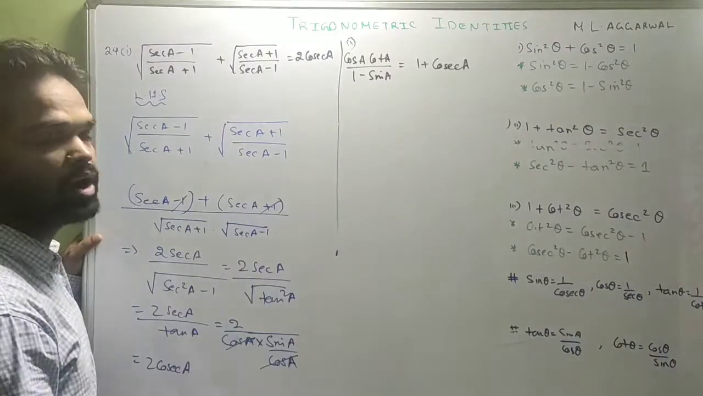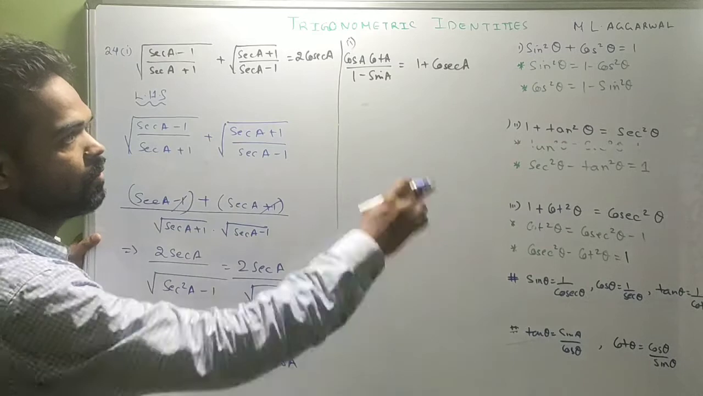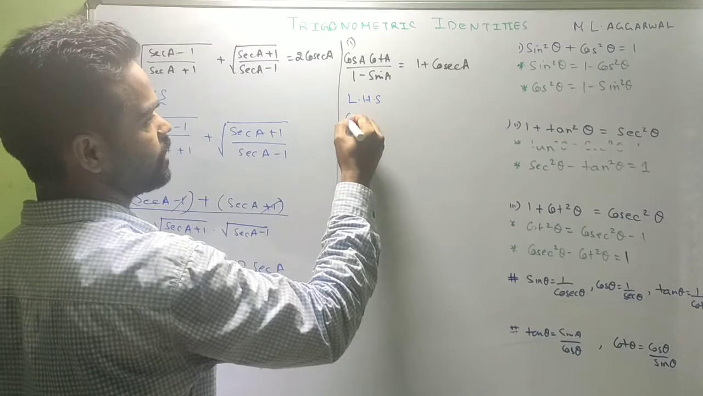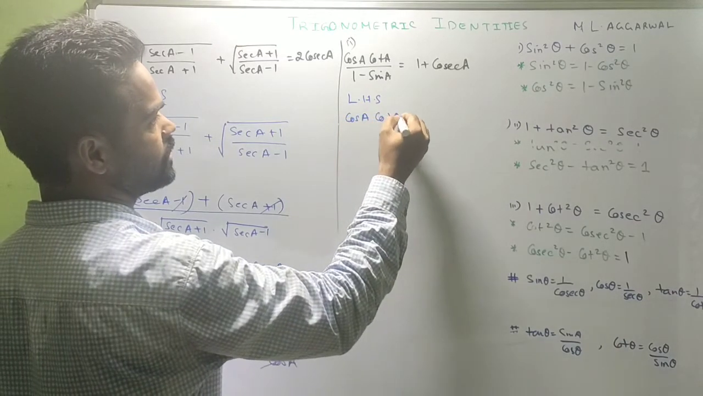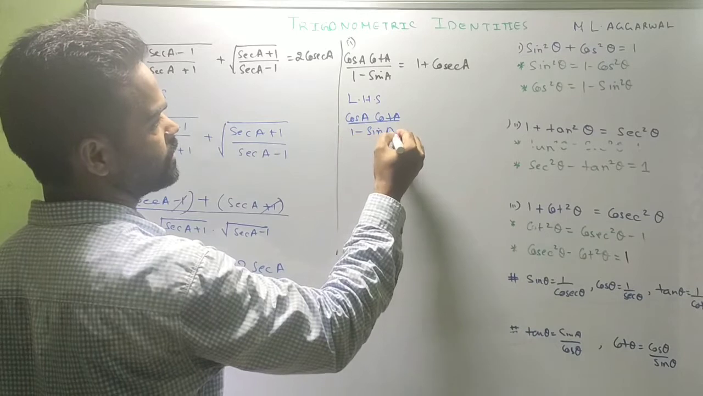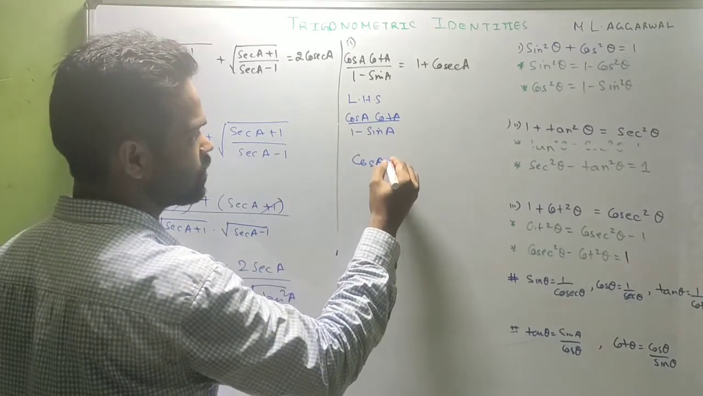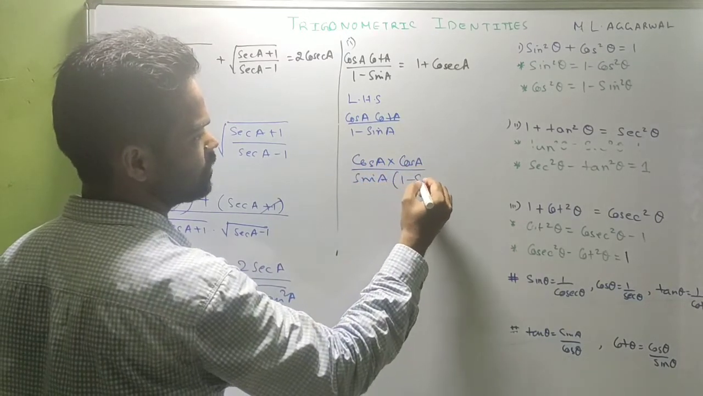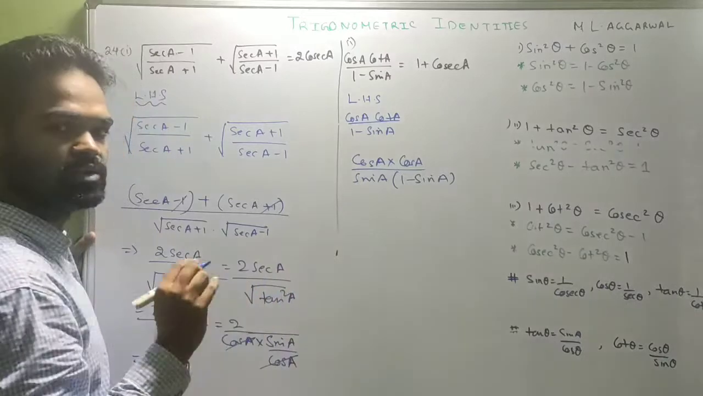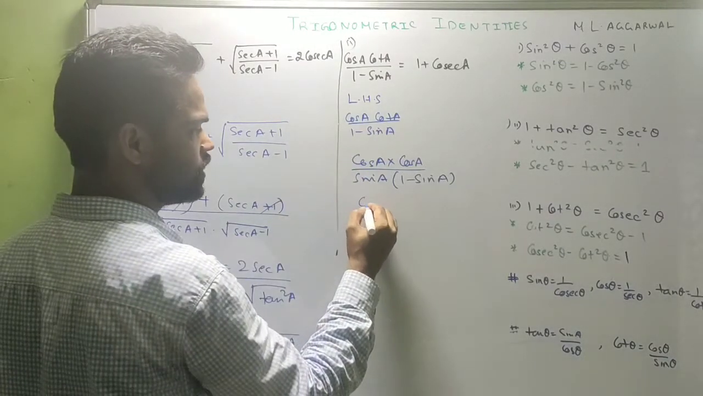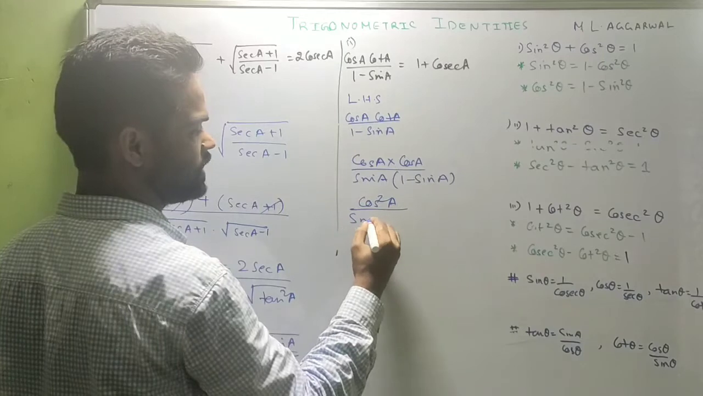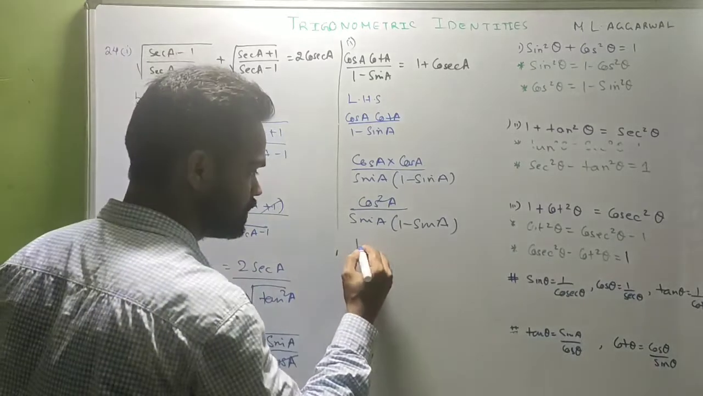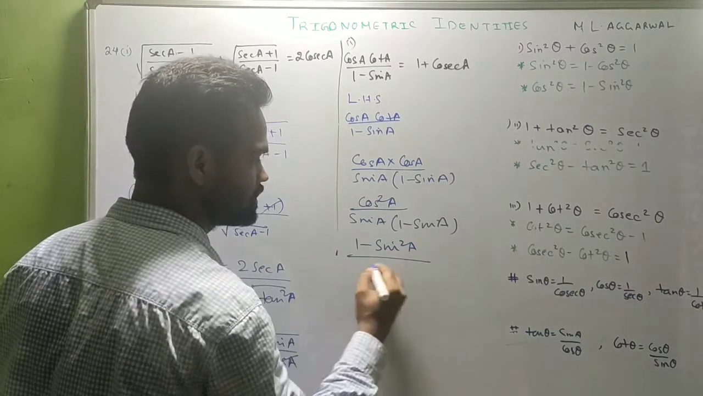Cos A cot A by (1 minus sin A) equals 1 plus cosec A. Very easy. Look over here. Left hand side. We have cos A cot A by (1 minus sin A). Now cos A cot A, can I write cos A by sin A, and 1 minus sin A was already there in the denominator. Cos A is cos square A by sin A (1 minus sin A). Now cos square A will be 1 minus sin square A, isn't it? We can write it like this.